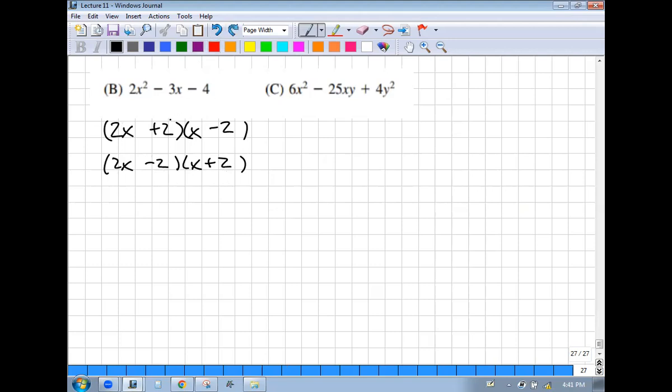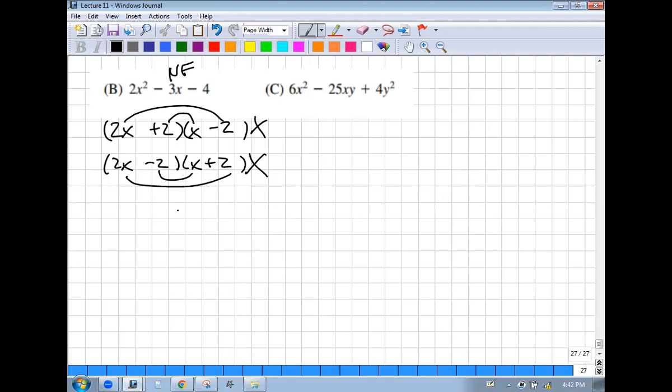The first one we got positive 2x minus 4x. Positive 2 minus 4 is negative 2x. This is a minus 3, so that doesn't work. Here we have a minus 2x plus 4x. That would give us a positive 2x. But we have a minus 3, so that doesn't work. Those are all the possibilities. So this dude is not factorable. Okay. But I don't like having to do that. I'd rather do the AC method.